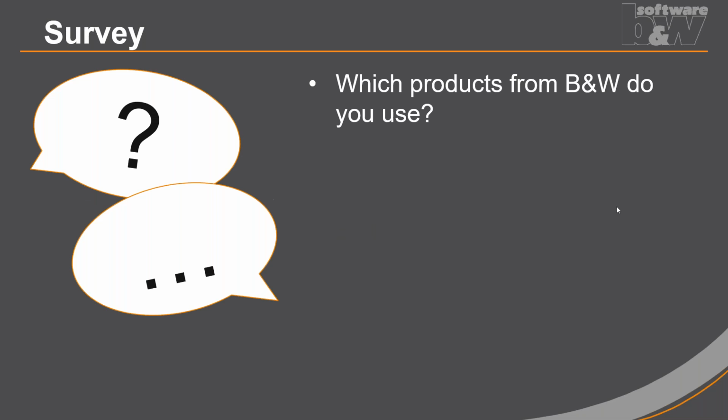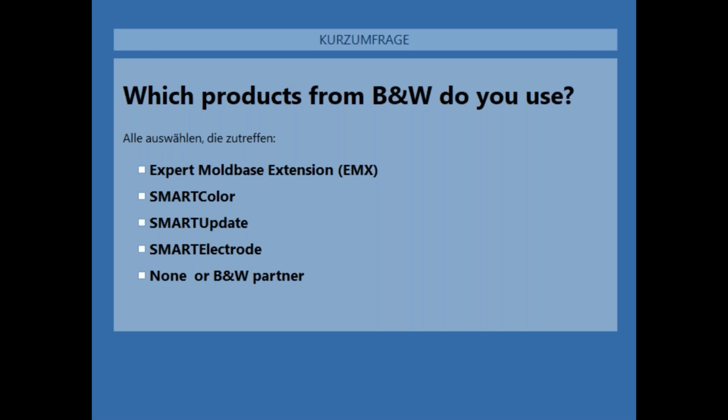Okay, let's go on. At first, we would like to know which products you use. So for this, Christian will open a short survey. Yeah, so here you go. I'll give you about 30 seconds. Please take your answer and we will discuss the results afterwards. So 10 seconds to go. All right, and let's end this.